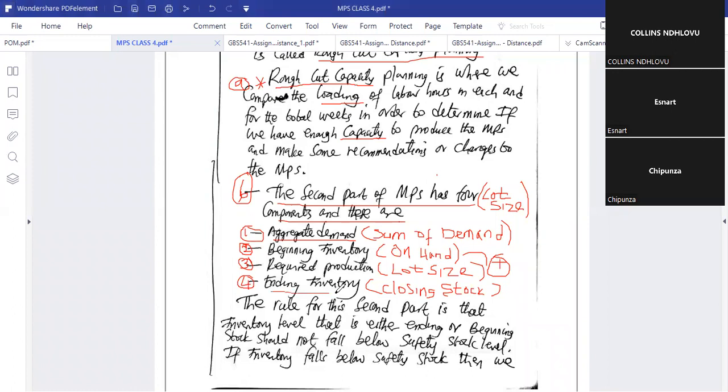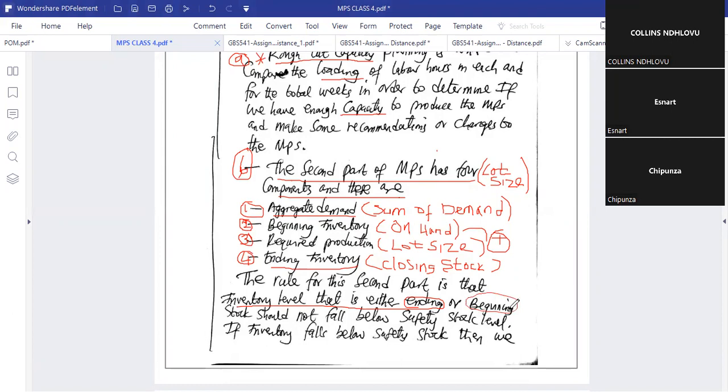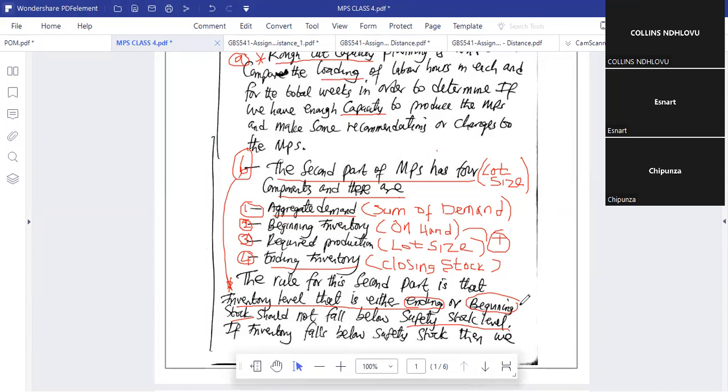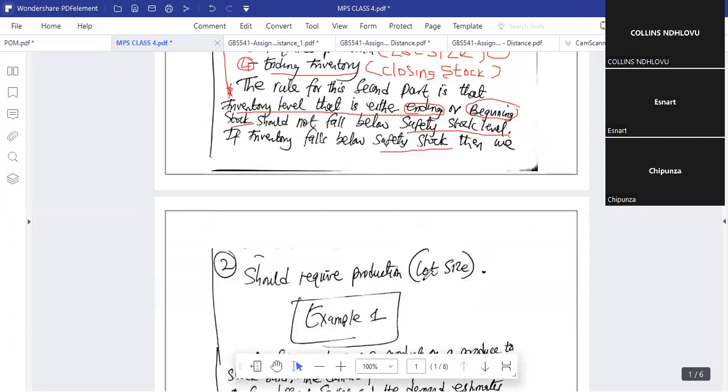Now, the rule for this second part of the master schedule is that the inventory level, either ending or beginning stock, should not fall below the safety stock. Whatever you are keeping should not fall below the buffer stock that you are keeping for security reasons. So if inventory falls below safety stock, then we require production, which is the lot size.